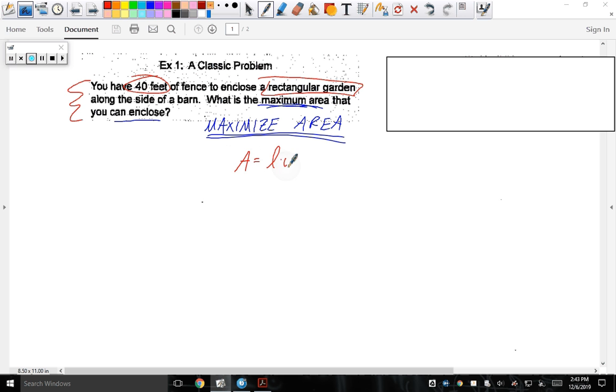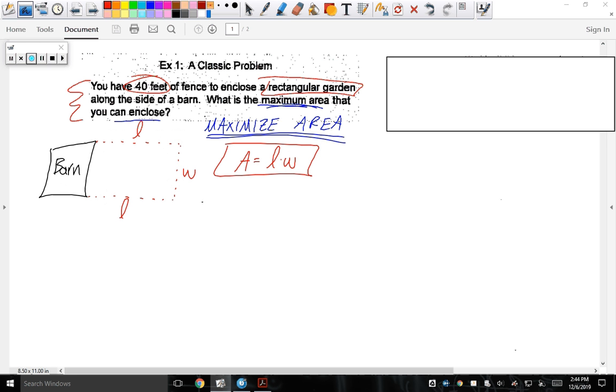Okay? Now here we go. Just like with related rates, my best suggestion to you is to draw a picture, okay? And we have a rectangular garden coming off the side of this barn, okay? We'll label this as L and L because it's a rectangle, and then we could say that this is W. So my primary equation, for the most part, that we're trying to work with is the area formula.